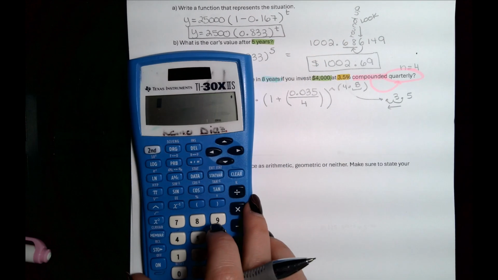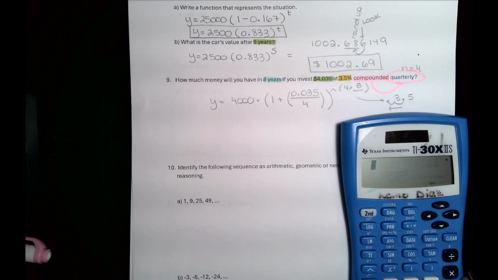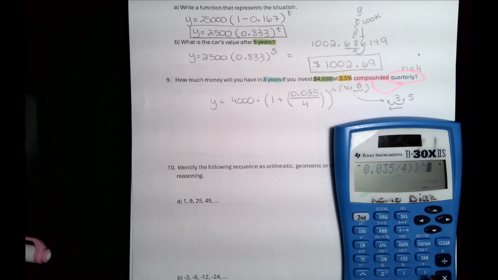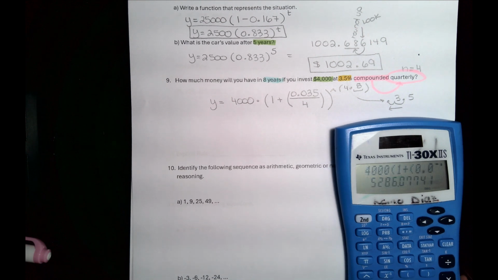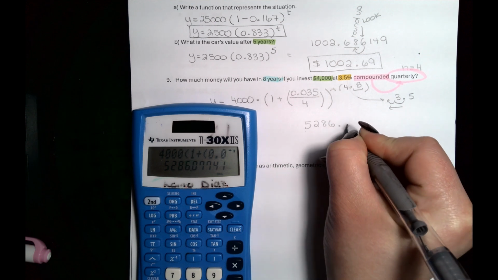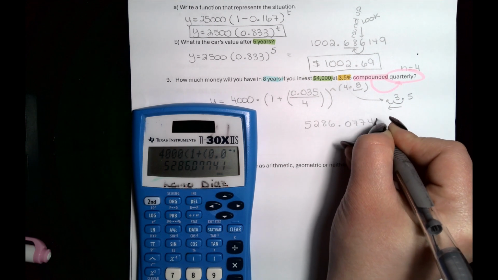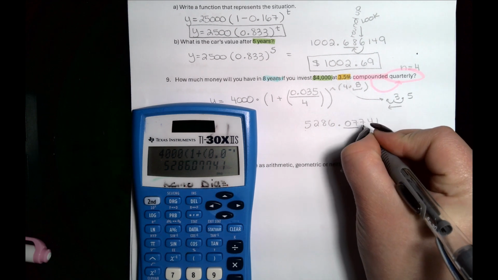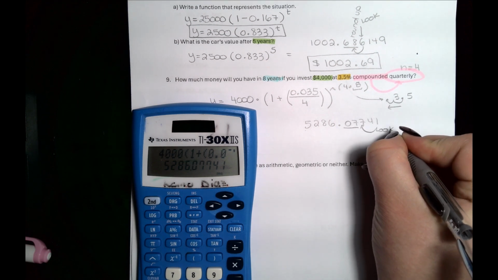Let's see where I have no glare. No glare, right about here. Okay, so $4,000, open, 1 plus open, 0.035 divided by 4, close it, caret, open, 4 times 8, close it, enter. Okay, so we have 5286.07741.